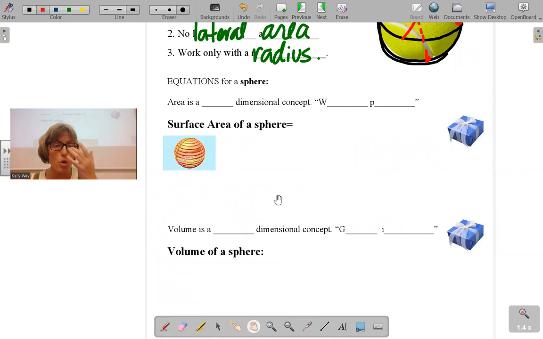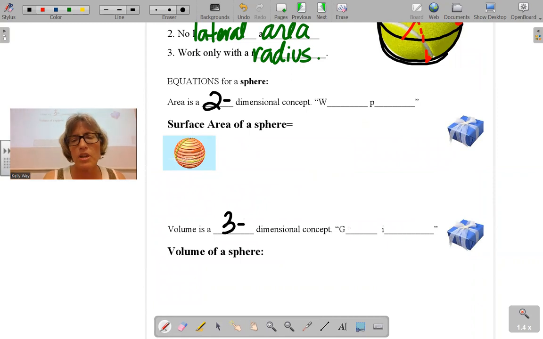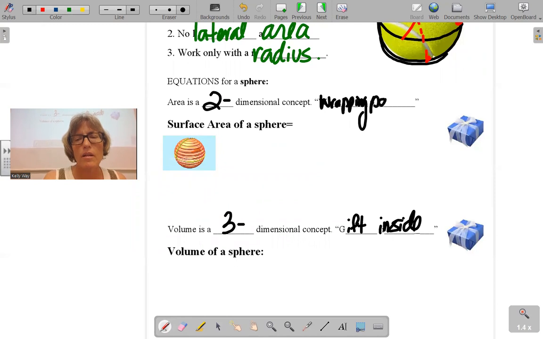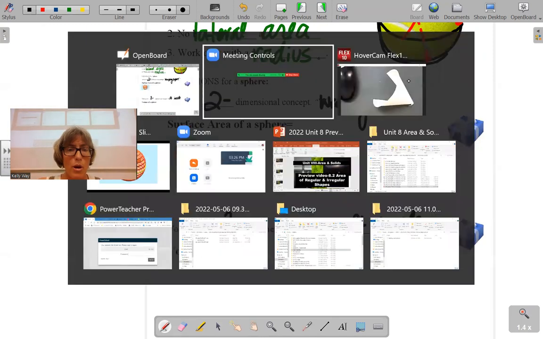Surface area is a two-dimensional concept. It's like wrapping paper. Volume is a three-dimensional concept. It's like the gift inside. I'm not going to tell you where these equations come from. I'm just going to illustrate them, and you're going to memorize them.